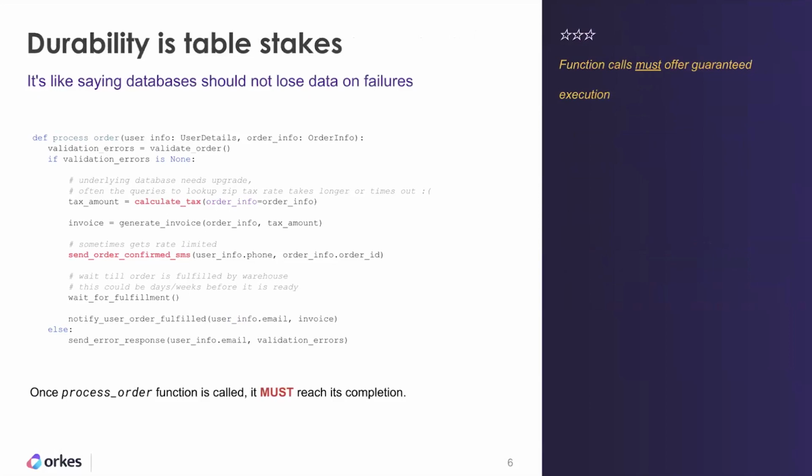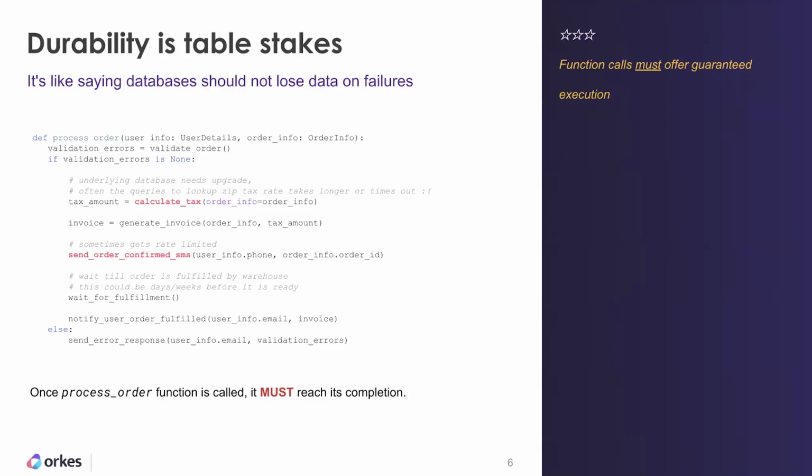So the way I like to talk about this is that when you think about durability in today's world, it's table stakes. It's like saying that the database I choose should not lose data on failures and it should provide durability. Of course it should, right? And of course your application should. Which means that if I invoke the process order function, it must complete. The execution must be guaranteed to complete if I start.